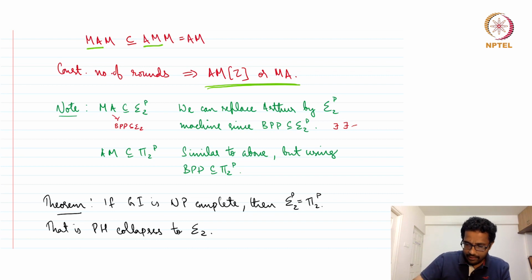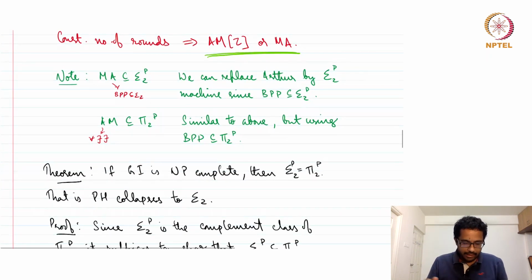And similarly, BPP is also contained in pi 2. So when Arthur goes first, AM, this can be replaced by for all, there exists, and for all, there exists, there exists can be converted into for all, there exists. So AM is contained in pi 2. So MA and AM are in sigma 2 and pi 2 respectively. Yeah, we know that MA is contained in AM.